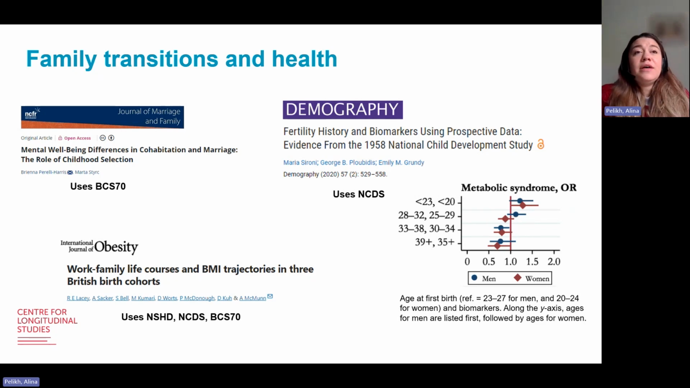A few other examples on this slide cover how work and family life histories can be combined with BMI trajectories across cohorts. So you can also track whether, for example, earlier or later parenthood is associated with BMI trajectories early and later in life. And the paper on the top left corner looks at mental well-being differences in cohabitation and marriage and the role of childhood selection. So you can also investigate whether having a partnership or partnership history is associated with mental health and well-being.